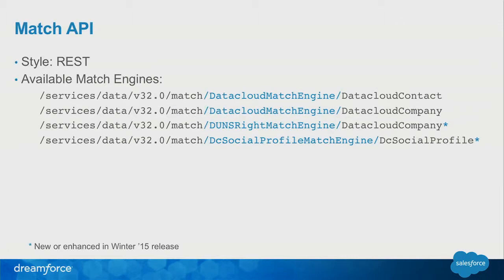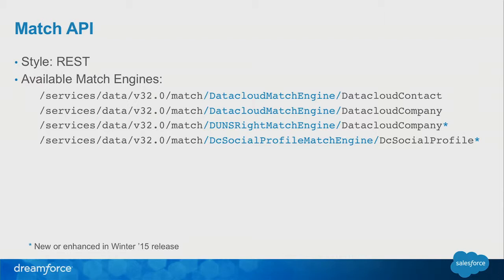Again, a REST-style API, we have three what we call match engines. The first two examples that you see here for contact and company are using our data.com, Data Cloud match engine. You can use that. The third example that you see is for the DNB match engine, and I'll talk about that in more detail. And the fourth one that you see is the social handles.